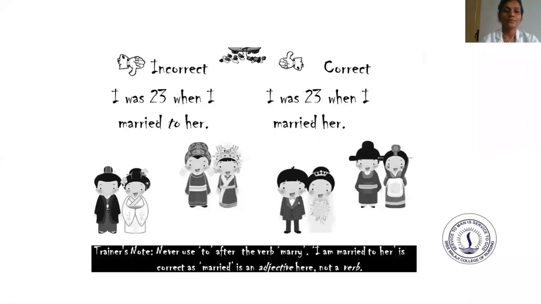I was 23 when I married to her is wrong. I was 23 when I married her is correct. Never use to after the verb marry. I'm married to her is correct, as married is an adjective here, not a verb. So when you are using marry as a verb, you will not use to. And when you are using it as an adjective, you will use to. I'm married to her, because here married is an adjective, not a verb.